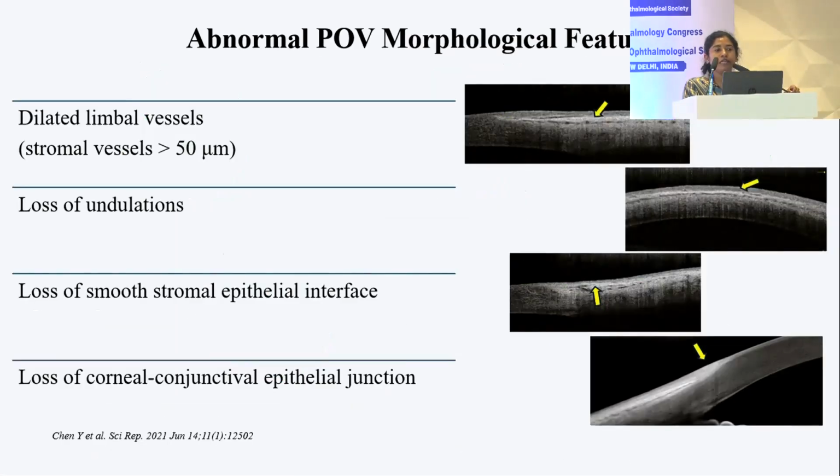The abnormal palisades of Vogt morphological features that we studied included dilated limbal vessels that can be seen in the top right of this image, where stromal vessels more than 50 microns were considered abnormal, loss of undulations in the tangential image, the loss of smooth stromal epithelial interface in the radial image, and the loss of conjunctival corneal epithelial junction again in the radial image.